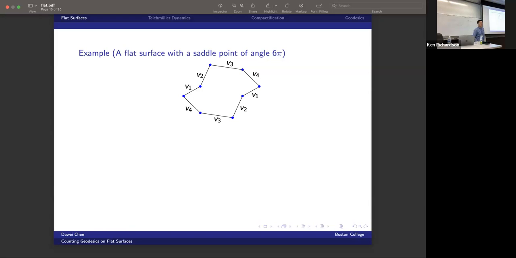And what is the angle there? It's an octagon. So add up all the angles, you get 6 pi. 6 pi is an integer multiple of 2 pi, it is 3 times 2 pi. Okay.